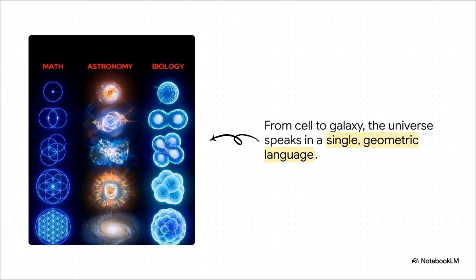And now we finally see the whole picture. Here it is, all three columns together. You have the abstract language of math on the left, providing the exact same blueprint for the creation of life in biology and the structure of the entire cosmos in astronomy. It's one single unified system.